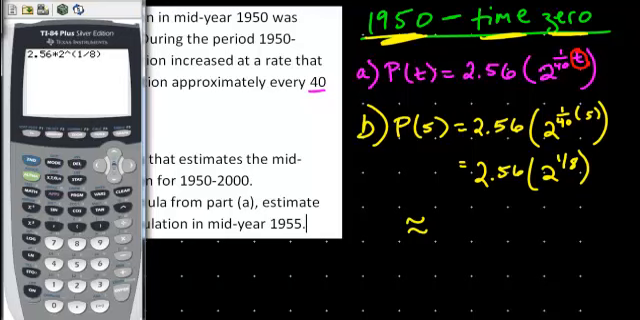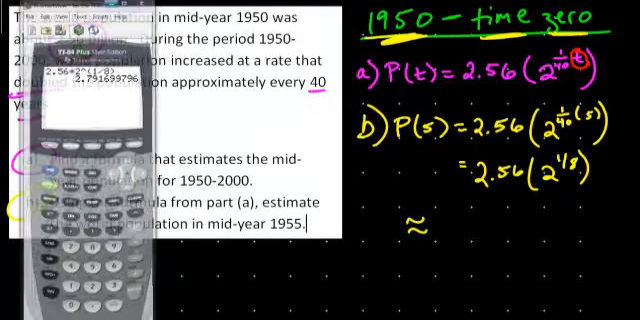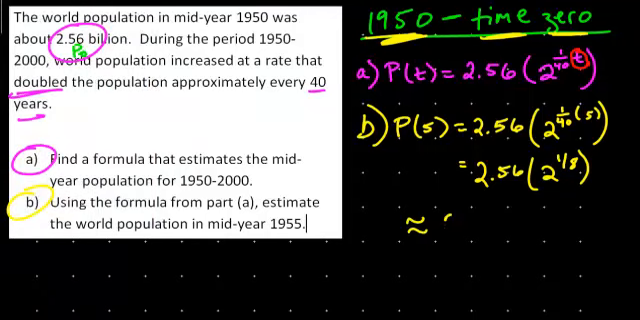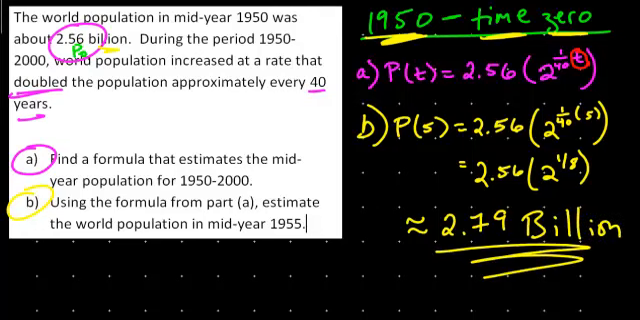So about 2.79. Let's go with that. This will be about 2.79, and we're in billions, so about 2.79 billion. Okay, that is at 1955.